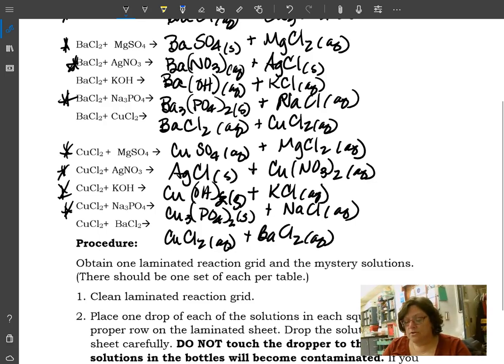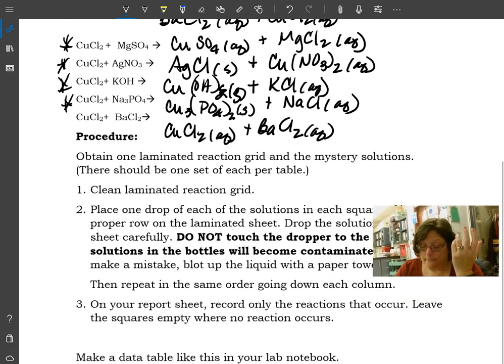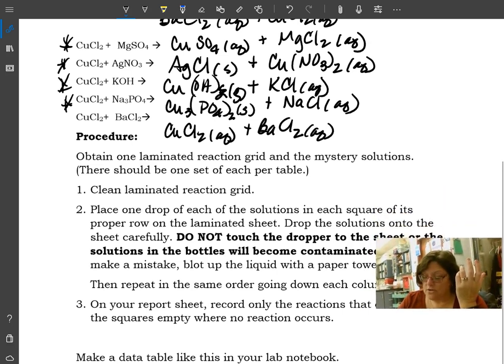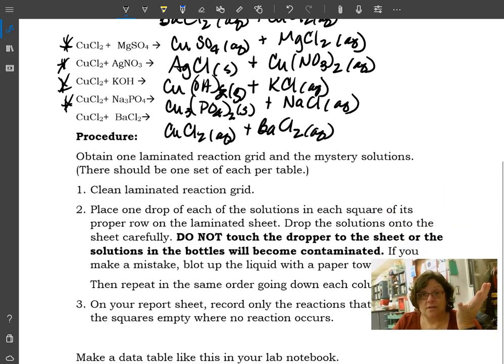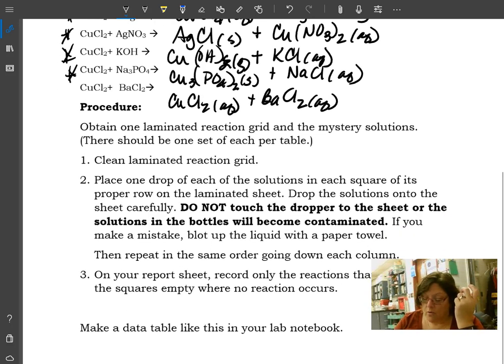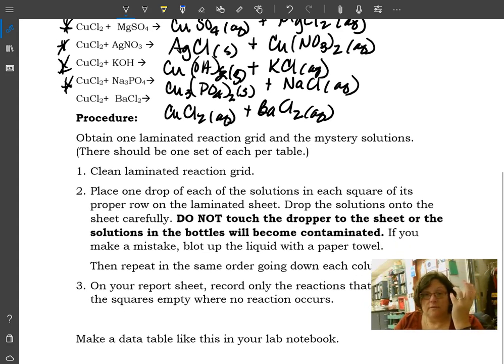Alright, so there's your prelab. You've marked the ones that will precipitate. You could go back and highlight them if you want to, but that will come in useful when we begin to build our case for which is which. The instructions are pretty much the same as last time. You're going to clean off your laminated grid, with a drop of solution in each square. Don't touch the dropper. On your report sheet, write only the reactions that occur. Leave the squares empty that don't occur because it's easier to see. Alright, that's it.